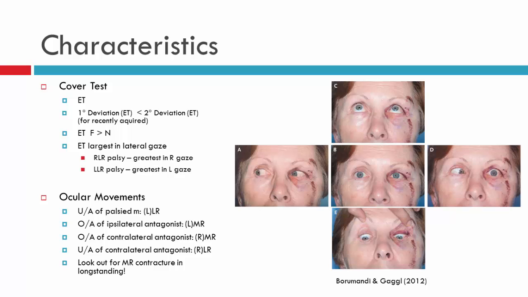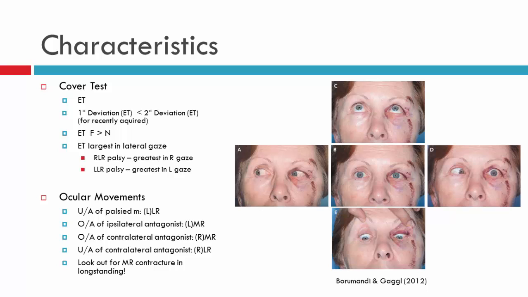If you have a lateral rectus palsy of the left eye, the medial rectus of the ipsilateral eye will be overacting, and then we'll also get the contralateral antagonist overacting, and we'll get secondary inhibition of the right lateral rectus or the contralateral antagonist. As I mentioned in some previous videos, you need to look out for contracture of the medial rectus. Contracture of the medial rectus with long-standing palsies can actually hide the amount of lateral rectus ability.